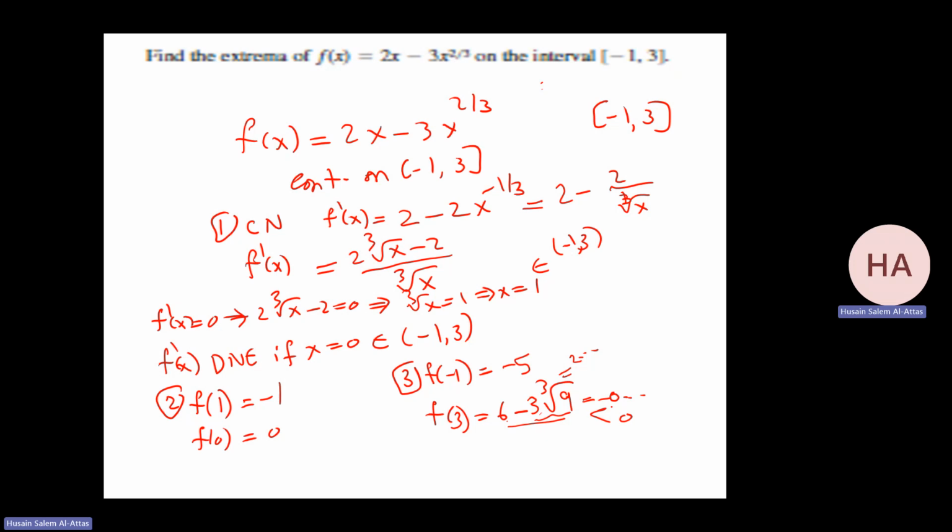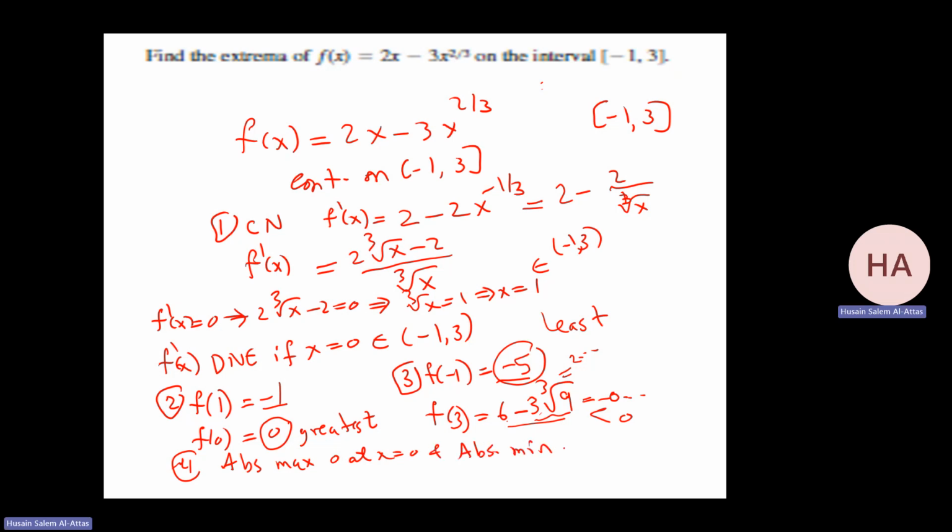What's important is that it's negative. Why? Because in the first step, what's the greatest? The greatest will be this one, minus 1 for f of 1, double check, 2 minus 3. F of minus 1 is minus 2 minus 3, which is minus 5. And this one is negative, so the greatest is 0 and the least is minus 5. So I have absolute max 0 at x equals 0, and absolute min minus 5 at x equals minus 1.